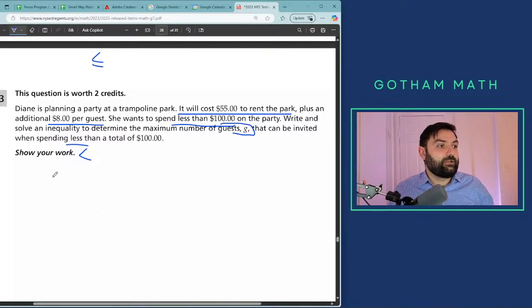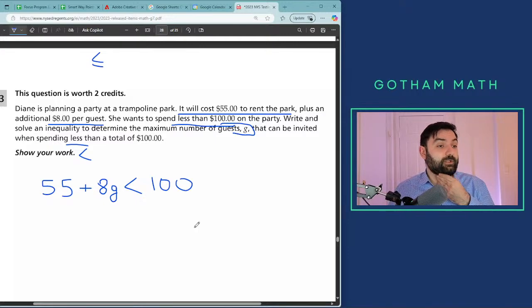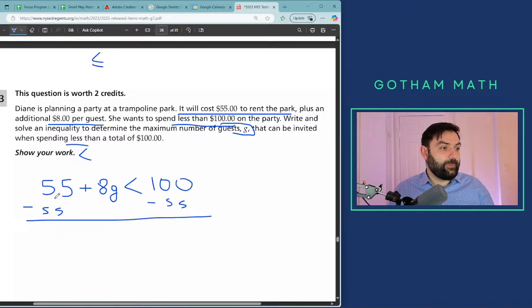All right, so let's create an inequality. It's going to be like this: 55, which is the fee, plus $8 per guest, and it's going to go with the G, right? 8 times G, less than 100. A two-step inequality, so we're going to have to solve. Step 1, subtract the regular number from both sides. Minus 55 on both sides. This goes away. 8G drops down, less than 45.